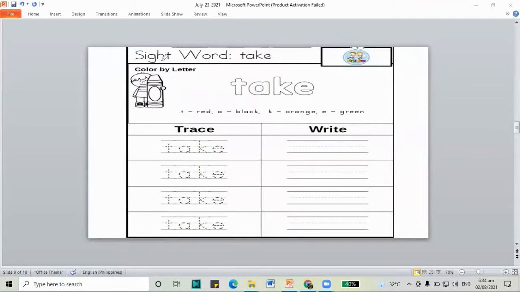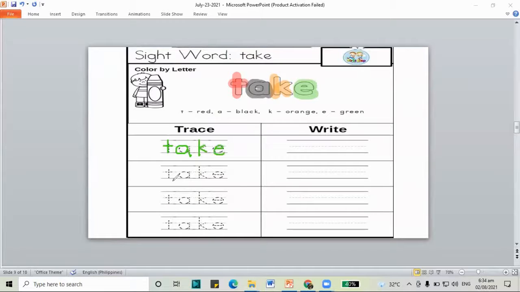Let's color by letter. The first letter is letter T. It should be red. The next one, we have our letter A, it should be black. Letter K is color orange. And letter E should be green. Our word is take. Remember, take, you're getting something. That is take.